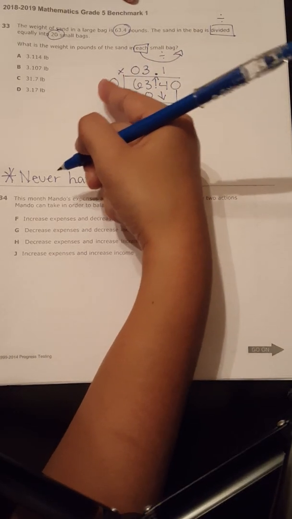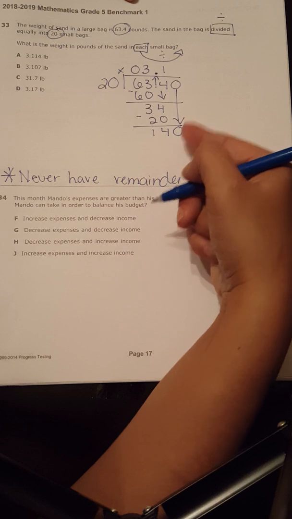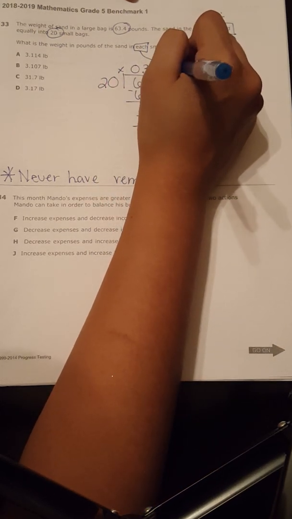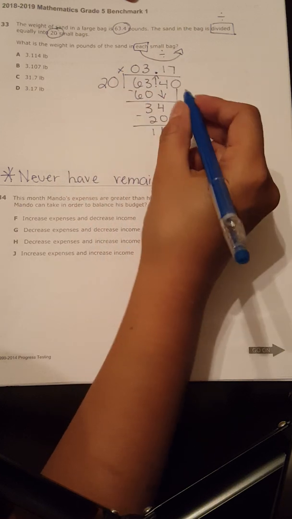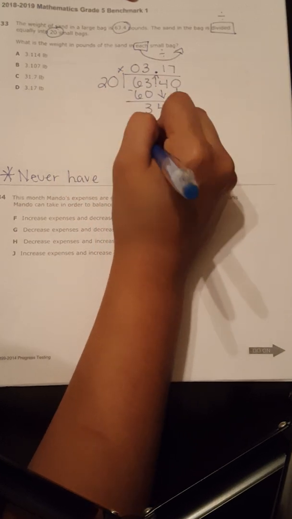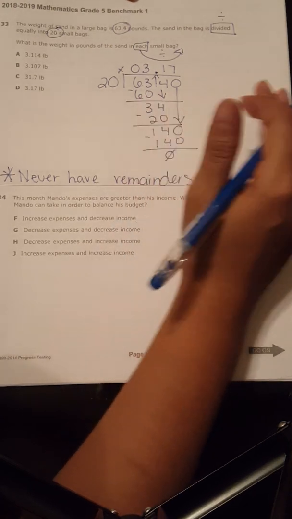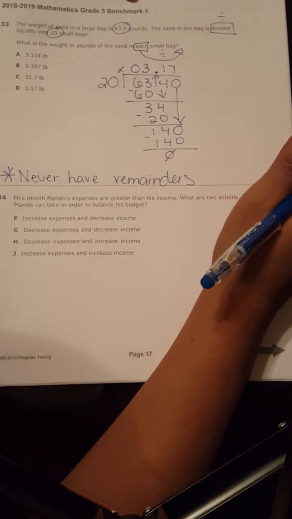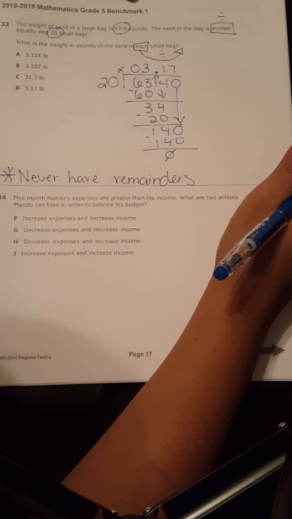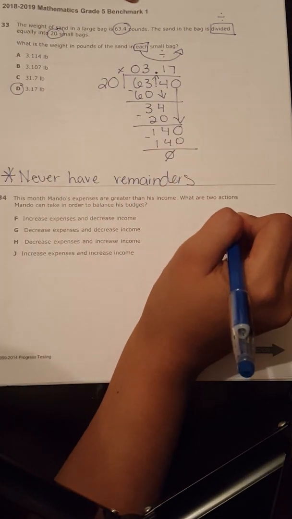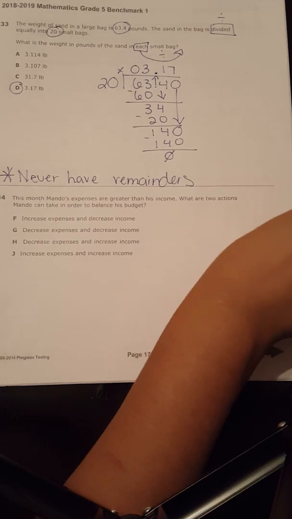I know that 2 times 7 is 14 with the 0 at the end makes 20. So I'm going to put a 7 here, and then 20 times 7 is 140. I'm going to sister subtract. And there's nothing left, therefore I don't need to annex any more zeros. I am done. The correct answer here is D, 3 and 1700ths.